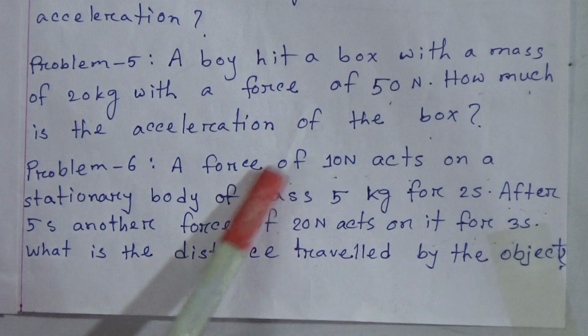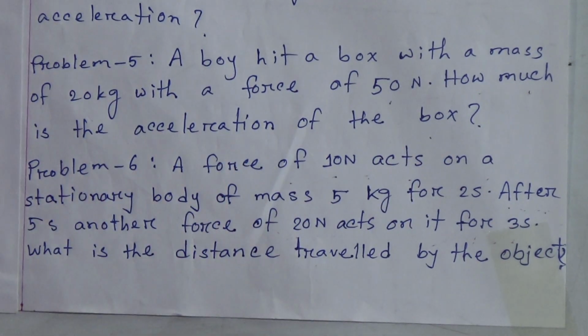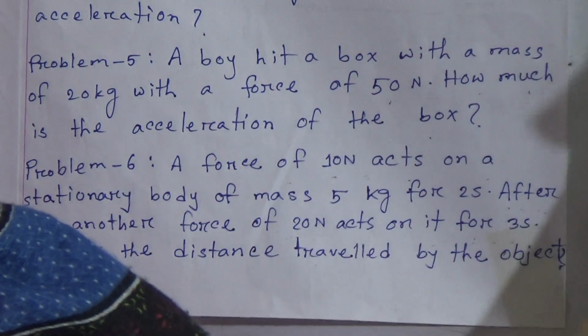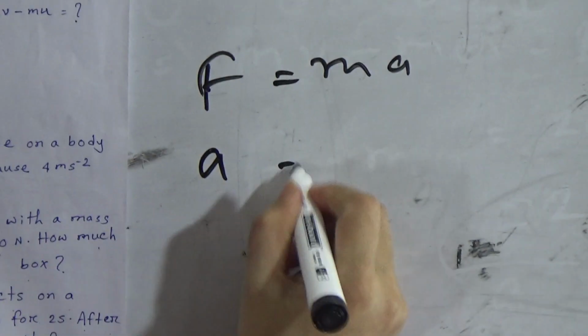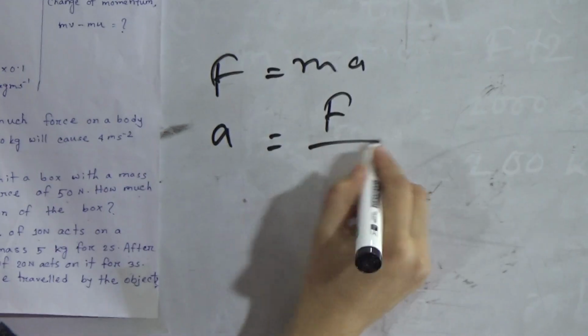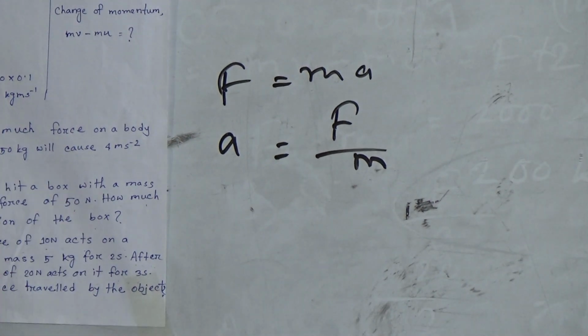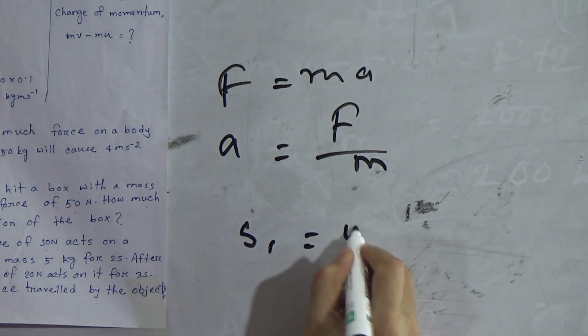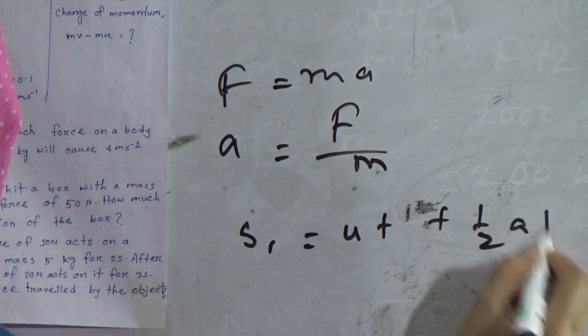So what will be the formula? F equals ma. Use this formula, F equals ma, and then you find the acceleration, a equals F divided by m. Then you have to find the distance travelled. Distance s1 equals ut plus half at squared.